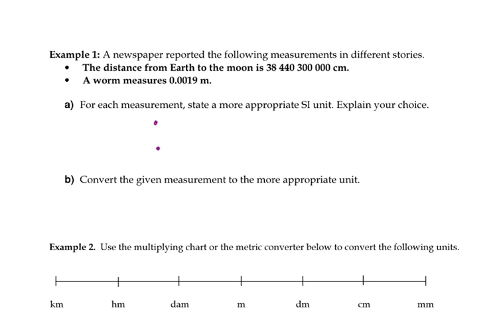All right. So here we have a newspaper that reported the following measurements in different stories. The distance from Earth to the Moon is 38,440,300,000 centimeters. And a worm measures 0.0019 meters. It says, for each, state a more appropriate unit. Explain your choice. So what's a more appropriate unit?